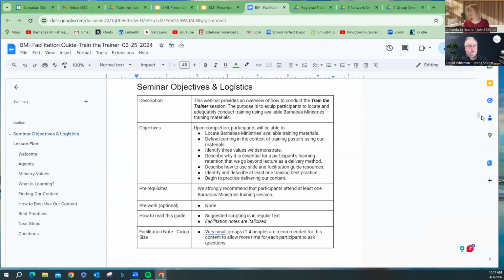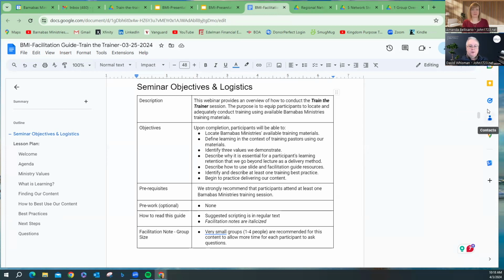This is important to know: why you're doing this training session. So there's a description of it and what you're trying to accomplish. In this case, upon completion, participants should be able to locate our materials, define learning in the context of what we're trying to do with pastors in this material, identify at least 3 core values, describe why it's essential, describe how to use the slides or facilitation guides, and set yourself up to begin to practice delivering the content. So that's kind of what we're trying to do. If you accomplish these things, whether you use slides or not, you win.